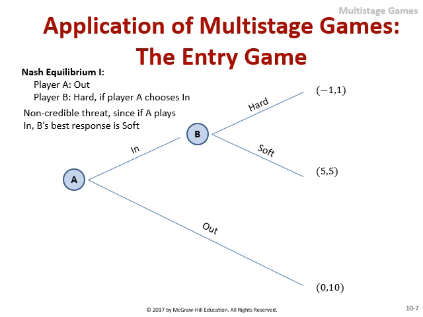So if player A plays in, B's best response is to play soft and not hard. That is why we call this threat not credible, and firm A should not believe it. Therefore this Nash equilibrium is a Nash equilibrium but it's not reasonable, and so it is not the subgame perfect equilibrium.